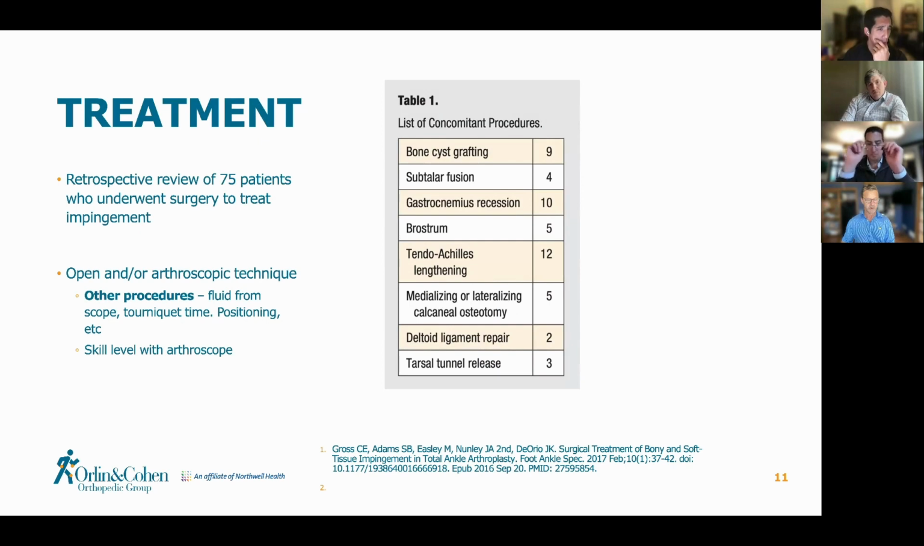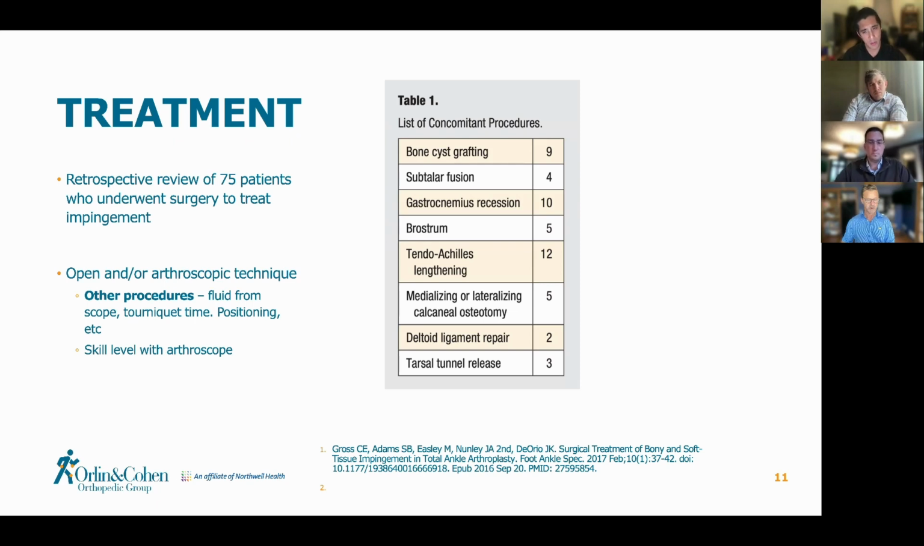Lastly, I'll talk about treatment. This group out of Duke put out a nice algorithm and described their techniques, so I'll go through this. They looked at 75 patients that underwent surgery to treat impingement, and they separated these into those treated open or arthroscopically. Sometimes they had both.